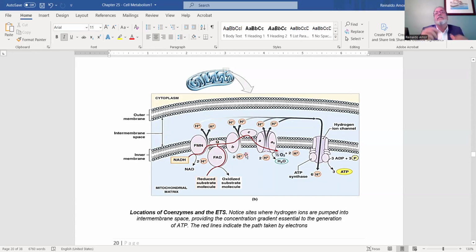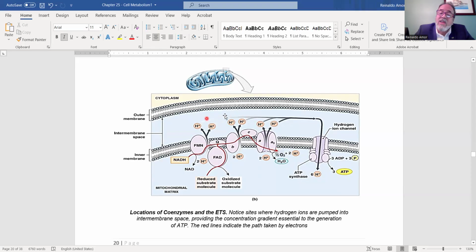If I gain an electron, I become reduced. If I pass on the electron, I reduce somebody, but I become oxidized. So we're going to have these redox reactions: reduction, oxidation, reduction, oxidation. At the end, these electrons are going to be received by oxygen, the respiratory chain.